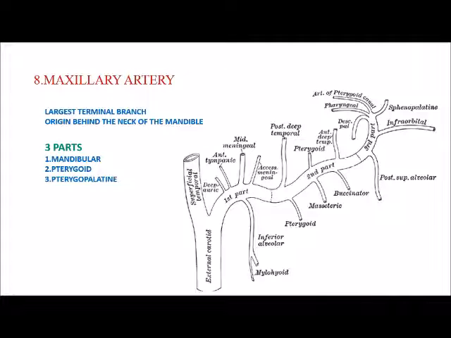Eighth one, maxillary artery. It is the largest terminal branch and its origin is behind the neck of the mandible. It has got three parts. First part, it is the mandibular part. Second part, pterygoid part. Third part is the pterygopalatine part, and each part has got many other branches.